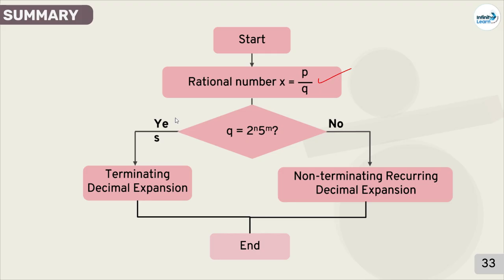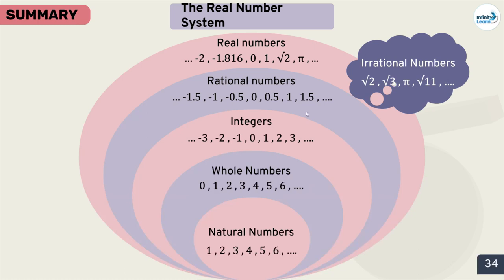So summary, what we have studied: rational numbers in the form of p by q. टर्मिनेटिंग होने के लिए क्या कंडीशन है? q must be in the form of 2 to the power n 5 to the power m. टर्मिनेटिंग नहीं होगा जब 2 to the power n 5 to the power m नहीं होगी. ठीक है. रियल नंबर्स is classified into रैशनल नंबर्स. ठीक है, उसके सब पार्ट्स इंटीजर्स, होल नंबर्स, नेचुरल नंबर्स. इरेशनल नंबर्स another category.